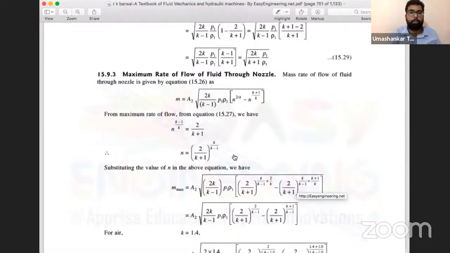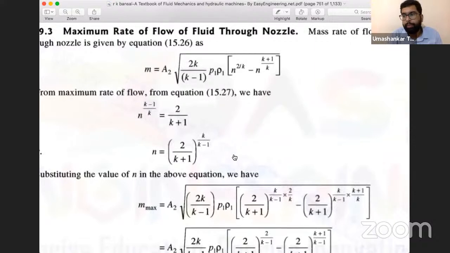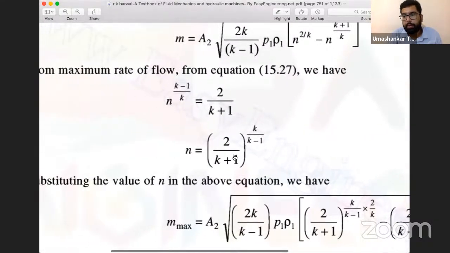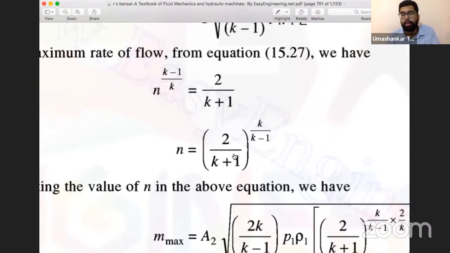Now, Yash, we have the R.K. Bansal book on the screen, and here is the formula. How is it different? You can see the formula. Tell me, how is it different?